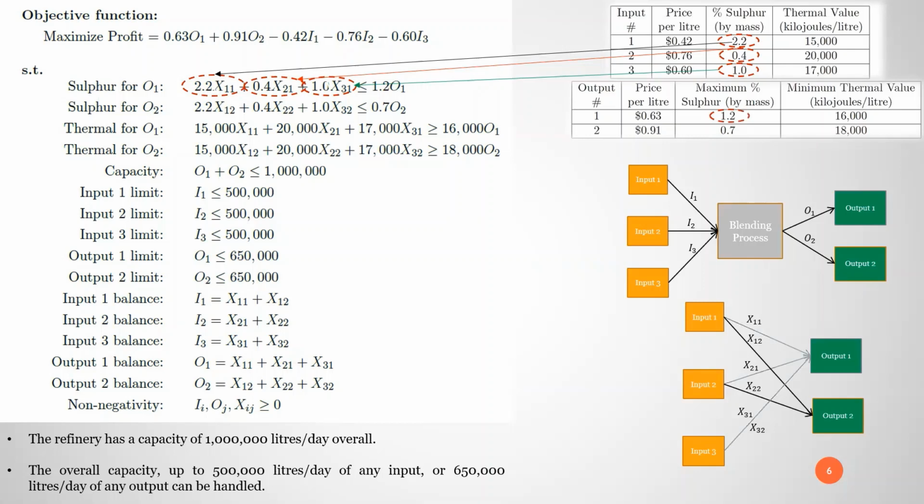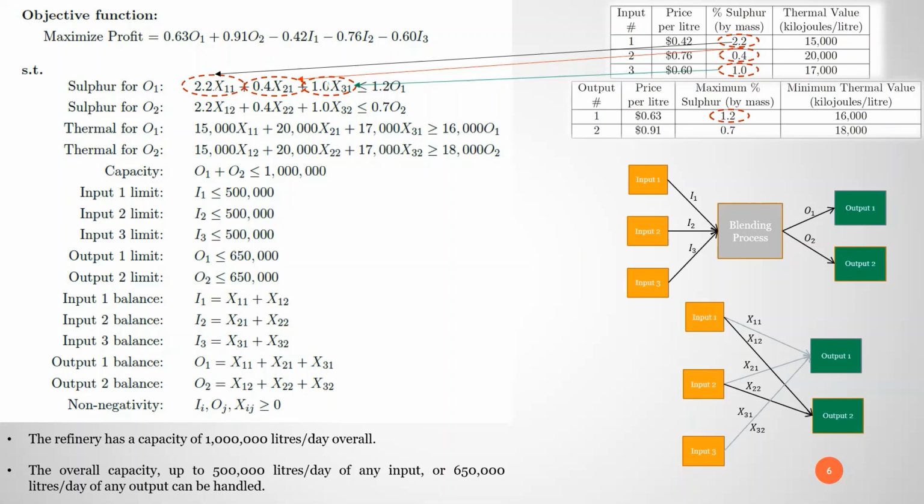And then we will have the thermal value, which is of minimum type. Each output should at least have a certain amount. For output number 1, we should have at least 60,000 kilojoules per liter, and for output number 2, a minimum of 18,000 kilojoules per liter. This is shown in constraints number 3 and number 4.